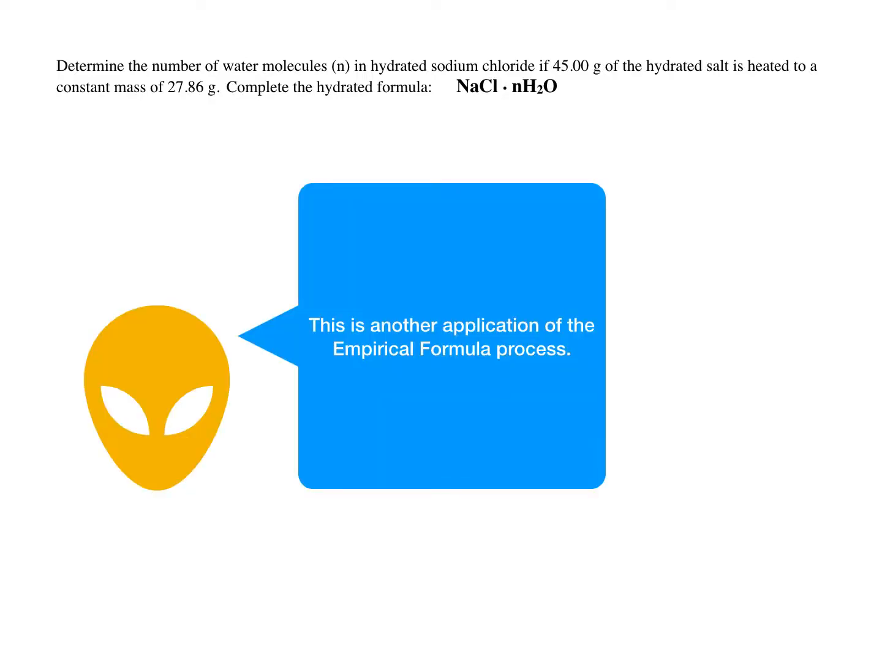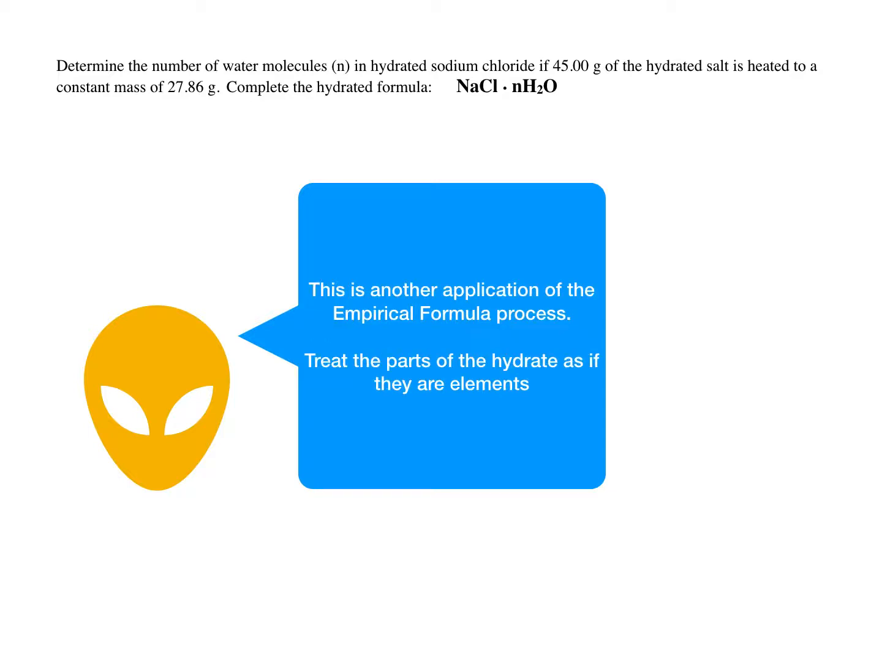in the hydrate. So determine the number of water molecules in hydrated sodium chloride if 45.00 grams of the hydrated salt is heated to a constant mass of 27.86 grams. Complete the hydrated formula. So even though this sounds very different, this is another application of the empirical formula process. We will simply treat the parts of the hydrate, the salt and the water, as if they were elements like example 1 and example 2.